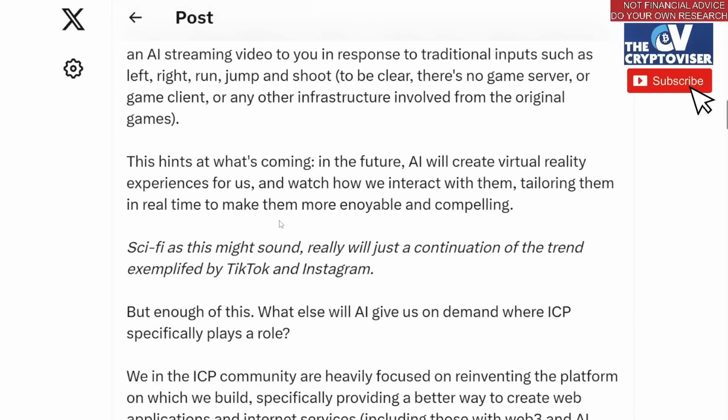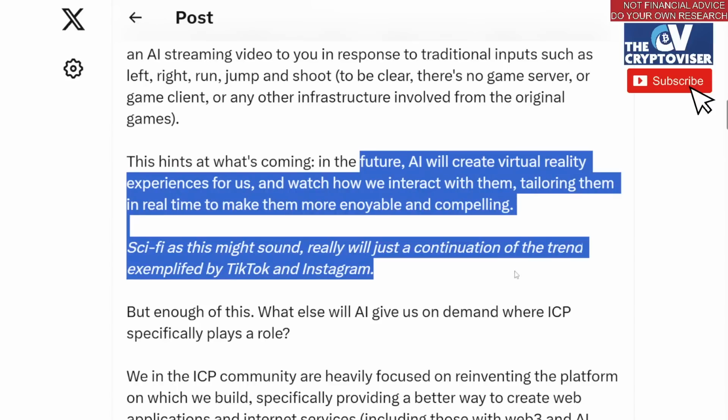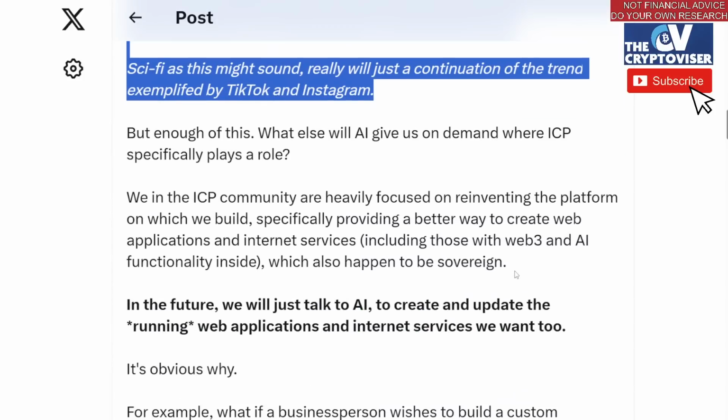This hints at what's coming. In the future, AI will create virtual reality experiences for us and watch how we interact with them. Sci-fi as this might sound, it really will just be a continuation of the trend exemplified by TikTok and Instagram. Interesting. Anyway, so how does this all relate to ICP?